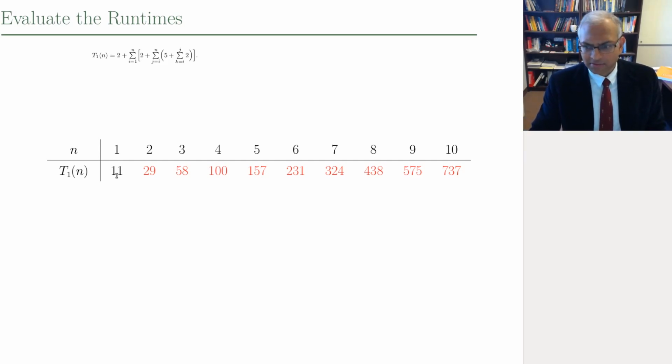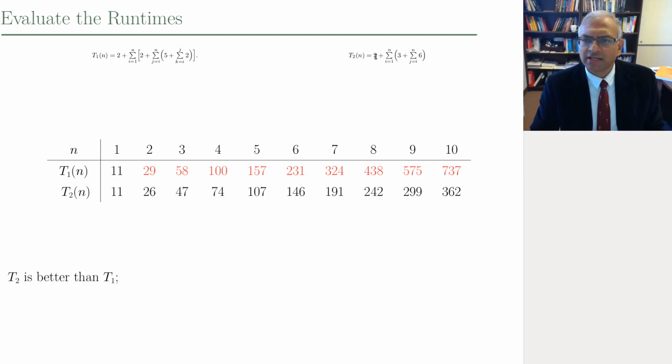The running time is 11 because it has to initialize 3 for loops and all kinds of things are going on. Okay, when n equals 2, 29, 58, 100, and so forth. You might wonder why this is highlighted in red, 29, and so on, because we can do the same thing for the second algorithm.